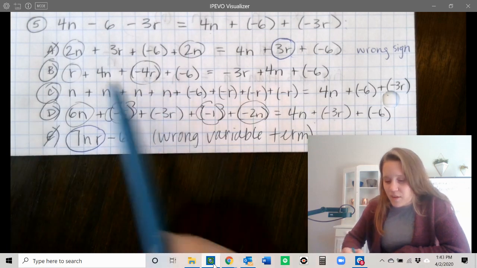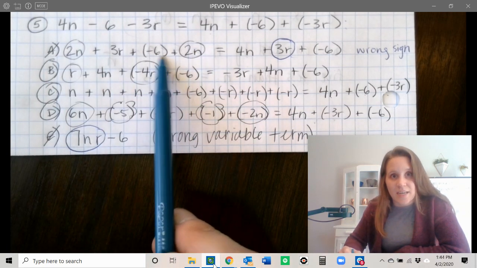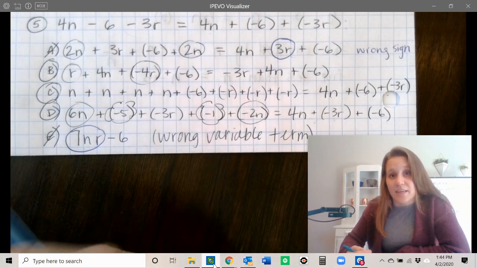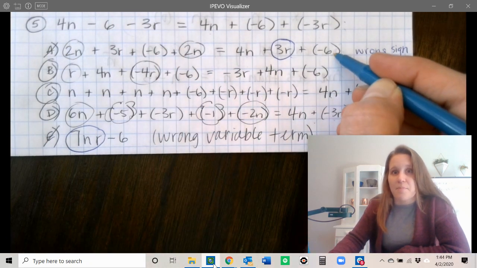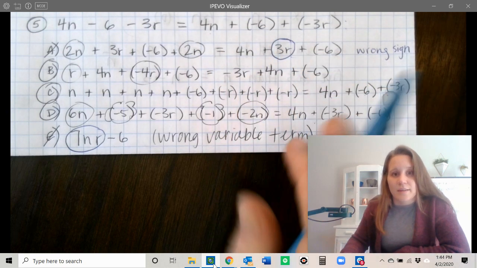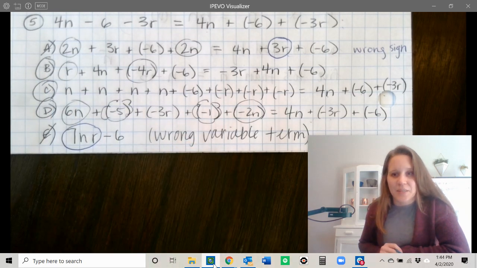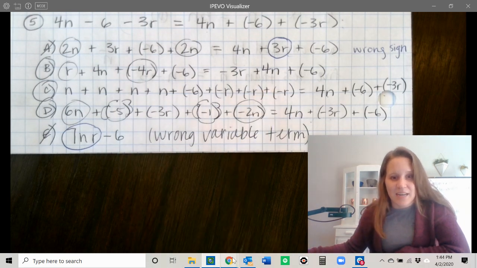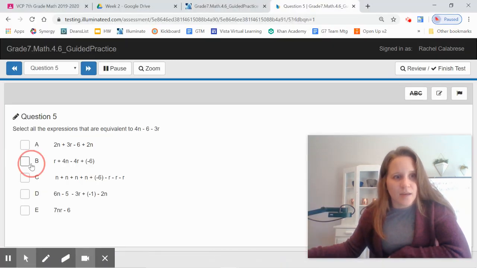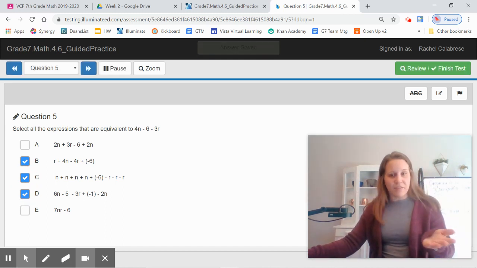My strategy overall was to take the answer choices and simplify them by combining like terms, and then compare that back to my original expression or the one with addition. When I did that, I found that B, C, and D were all correct. If you want to look more in depth at any of these, go ahead and click pause now so you can look at the work that I did here. If not, and if you're ready to go, my answers were B, C, and D. You are ready for your independent practice.